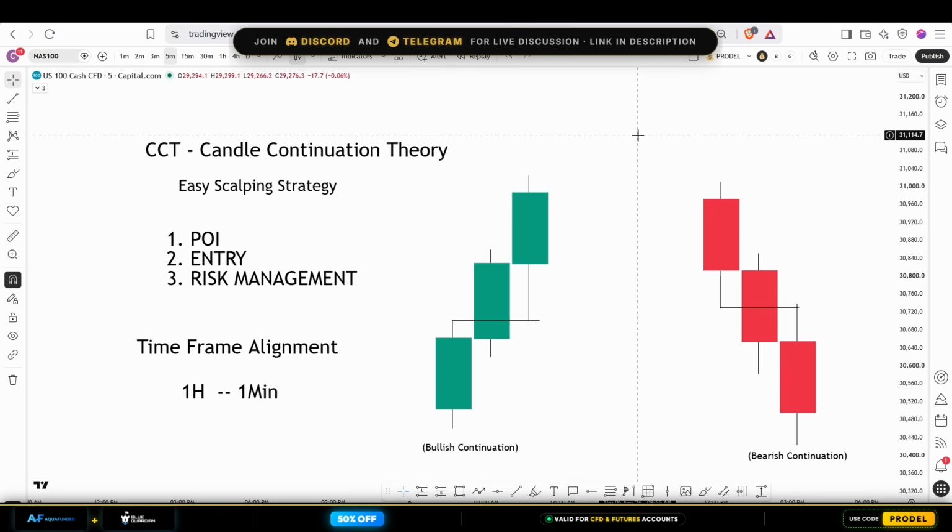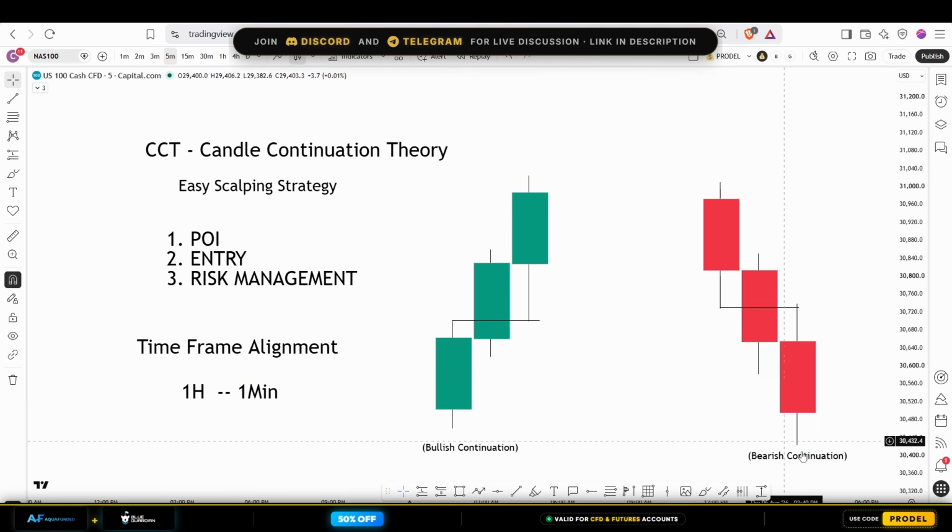Hello everyone, and in this video I'll teach you candle continuation theory, which is easy scalping. This CCT stands for candle continuation theory, which is the easy scalping strategy. Every strategy needs the POI, point of interest, and entry management, and after that risk management. And also there will be the time frame alignment. The time frame alignment will be 1 hour and 1 minute.